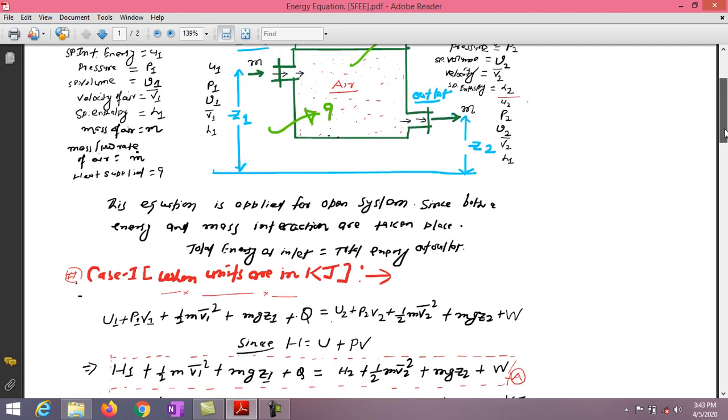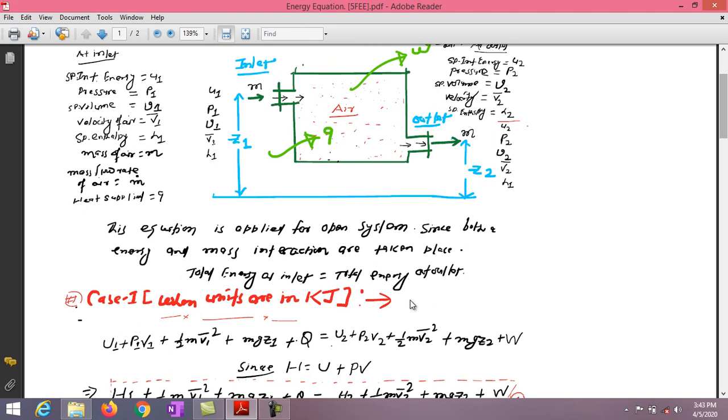So from this equation, I'm trying to understand this one. This is our equation, right? This is the first case, when units are in kilojoules. This is case 1 when units are in kilojoules. So be careful. I will discuss later where we have to take care of this unit. So in the first case, all these quantities have the unit kilojoule, right?